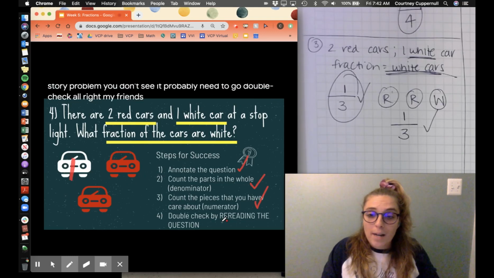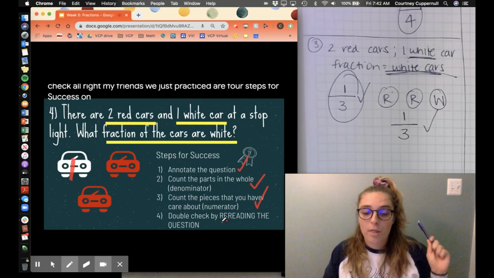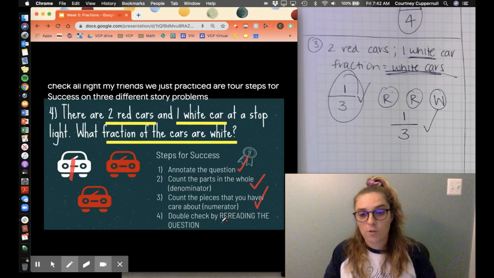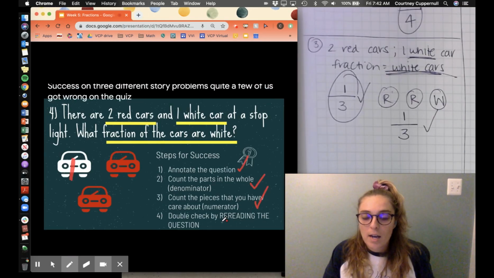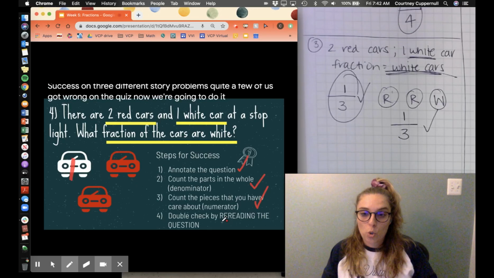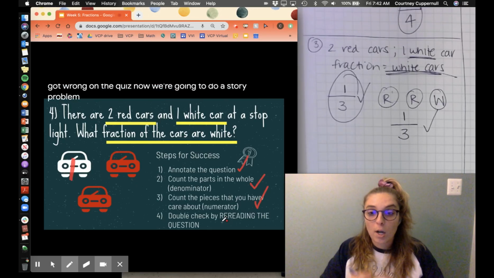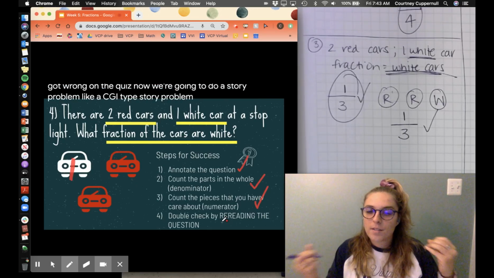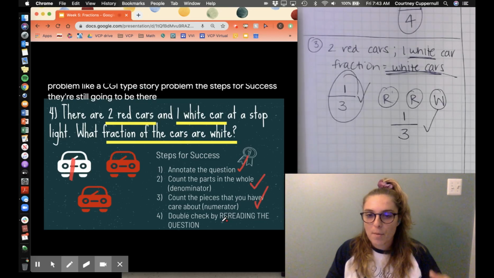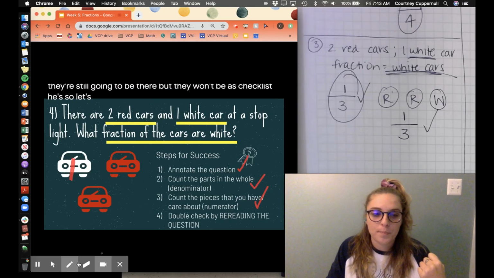All right, my friends, we just practiced our 4 steps for success on 3 different story problems that quite a few of us got wrong on the quiz. Now, we're going to do a story problem, like a CGI type story problem. The steps for success, they're still going to be there, but they won't be as checklisty. So let's watch.